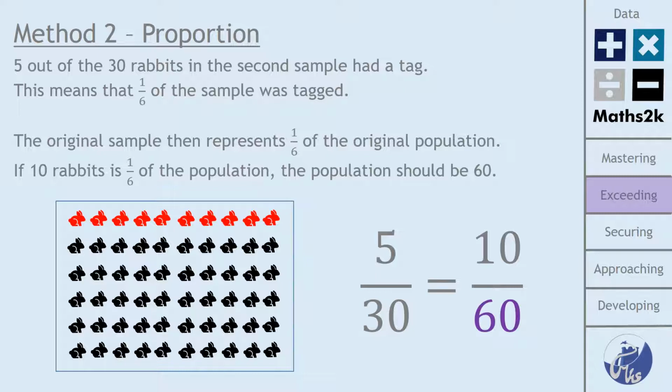So hopefully this video has helped out a bit with the idea of capture-recapture. It is fairly new in the GCSEs and there are also not that many questions on it, so you will have to dig around to try and find some. But hopefully this will help you have a go at these questions and be able to be successful.